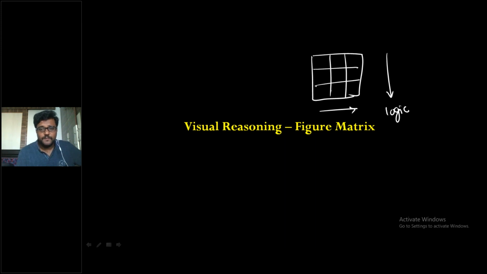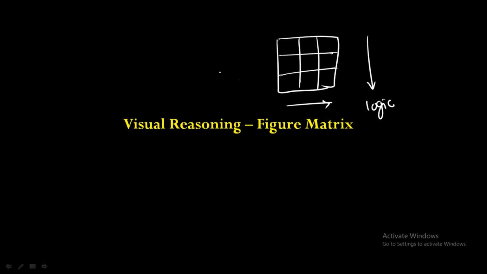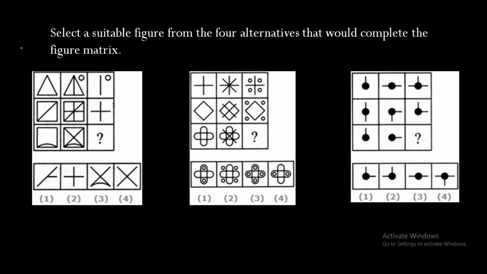Okay, first, they will give 2 rows or 2 columns full. With the 2 full rows and 2 full columns, you should identify the logic from those two and apply it to the other row or the other column. Now see the first question, second and third one.